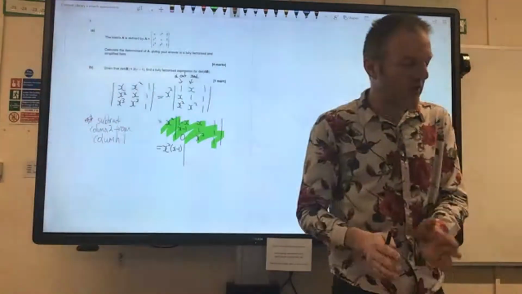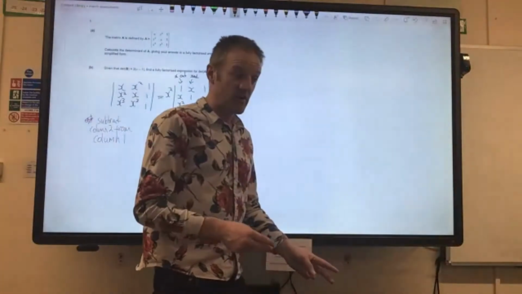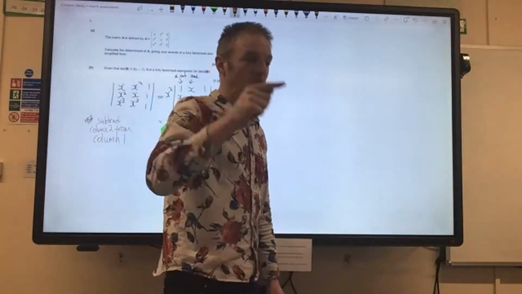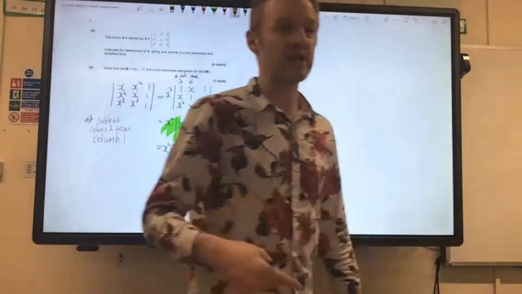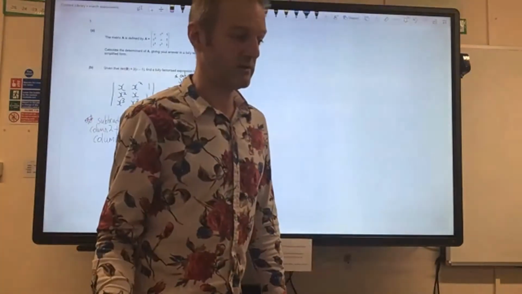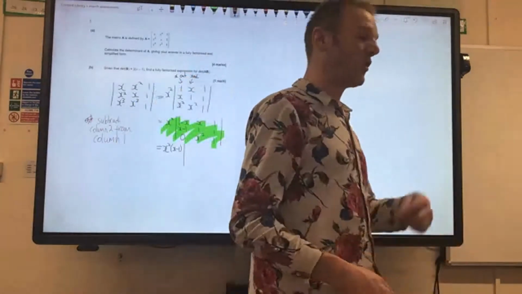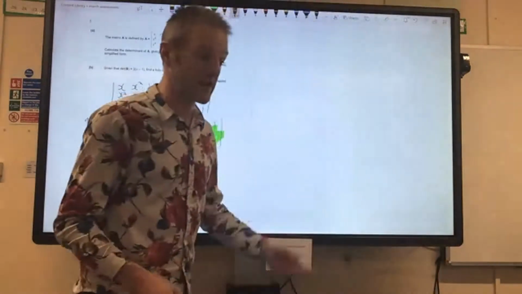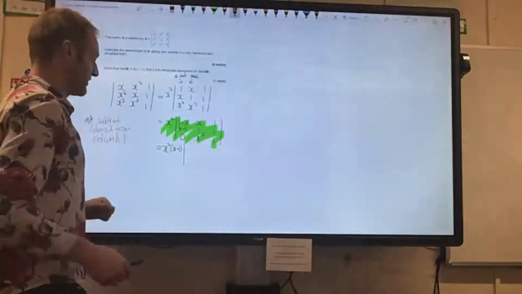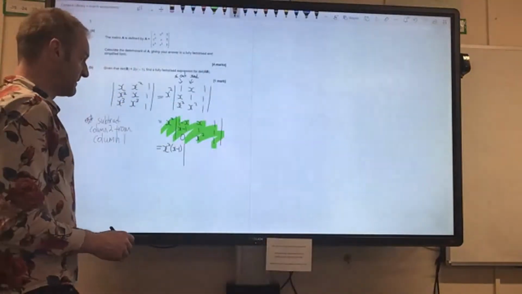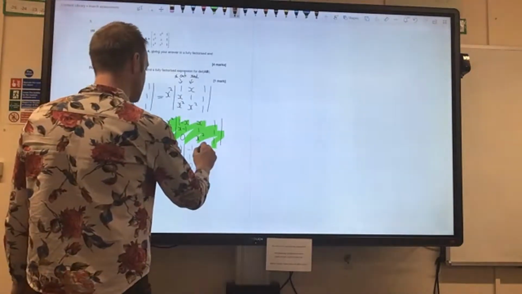You've got to learn that if you add or subtract two columns or two rows together, it doesn't change the determinant. You're going to learn that if you add a multiple of one row to a multiple of another one, it doesn't change the determinant. So I haven't changed the determinant by doing that. Is that okay? Does that answer your question? Yeah, thanks. Okay, and that gives me.